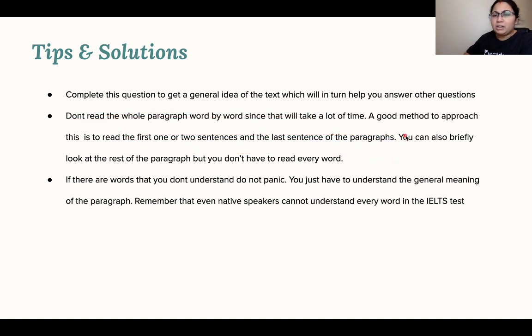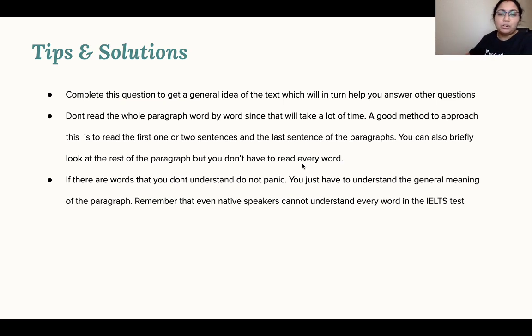Don't read the whole paragraph word by word, like I always say, because it will consume all the time. The good method, like I said, is the skimming technique, where you read the first two sentences and the last sentence of each paragraph. Also, you can briefly look at each paragraph, but you don't have to read every word. You can just scan for any words to see, oh, this paragraph might make sense to me, or this paragraph might not make sense to me.